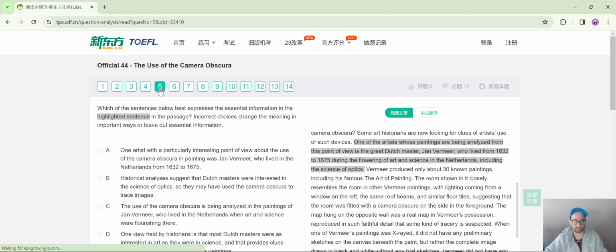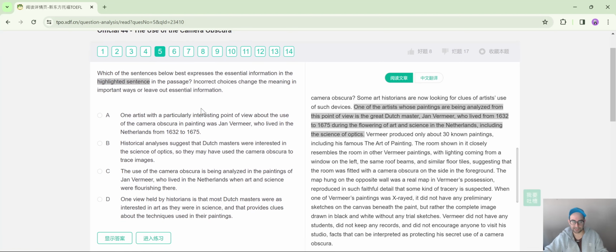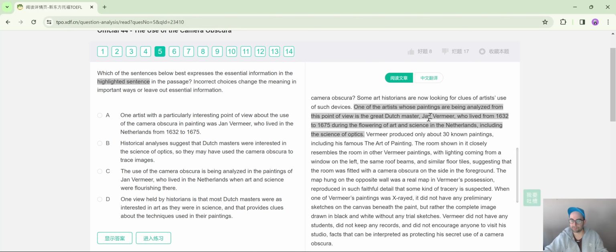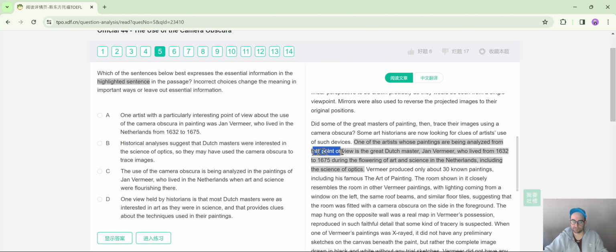All right, but let's move on. Question 5, sentence highlight. Okay, so jump to it right away. One of the artists whose paintings are being analyzed from this point of view. Now, it helps if you have something vague like this, a pronoun: this, those, these. You need to know what they're referring to. This point of view is referring to the point of view involving camera obscura. Remember? Don't lose track of the topic, the overall topic.